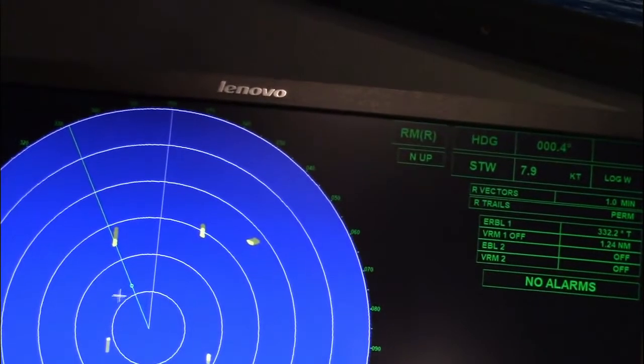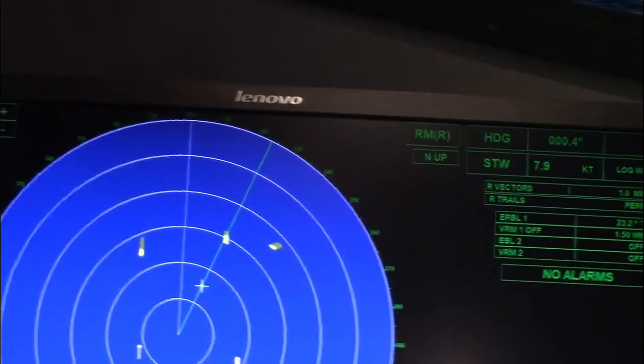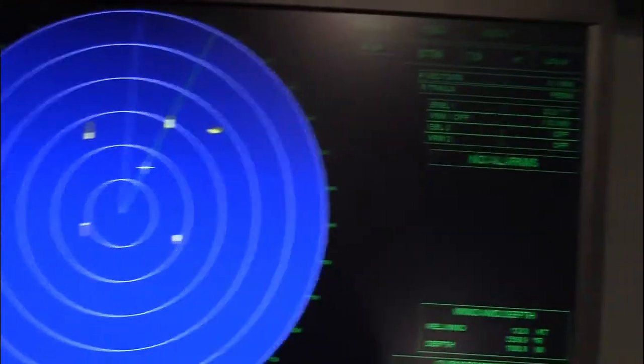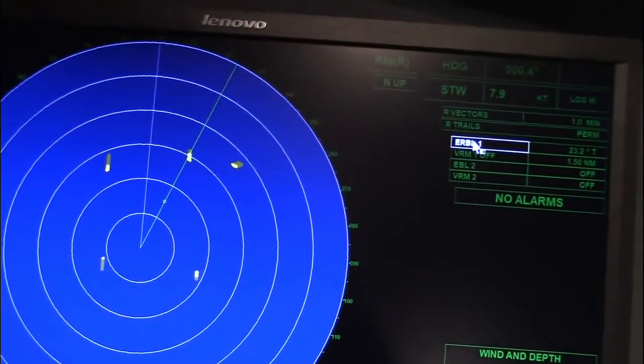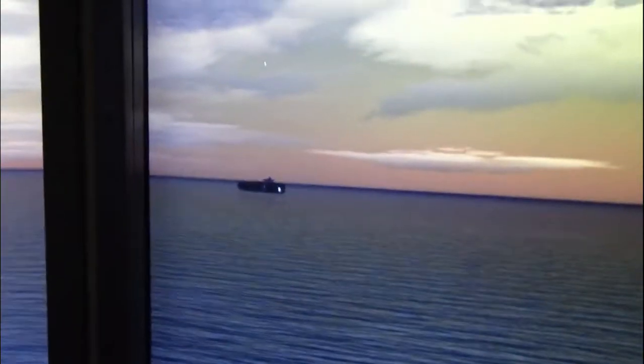All right, 1, 2, 3, 4, 5, and we're going to take one more peek at them. I'm not going to use the EBL this time though, because I don't think we need it anymore. Okay, so this guy that was about 20 degrees off our starboard bow, let's take a look at that one. All right, so there's the vessel. This is the vessel that we are overtaking, okay?